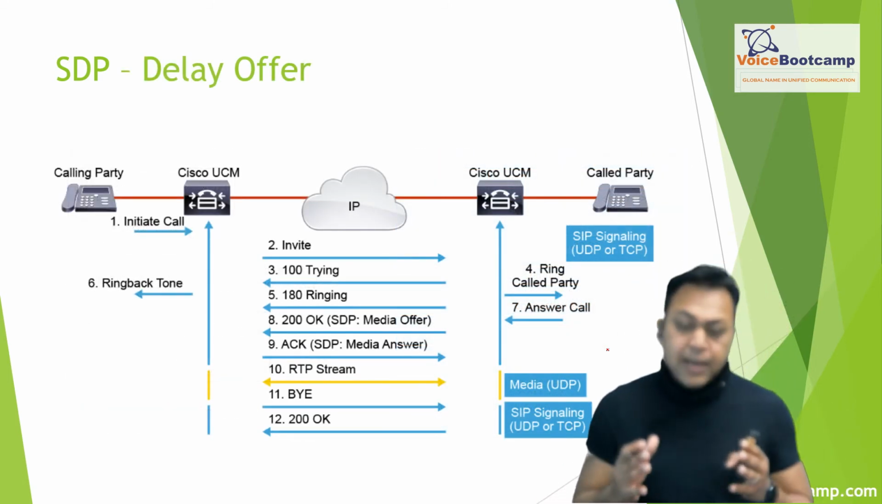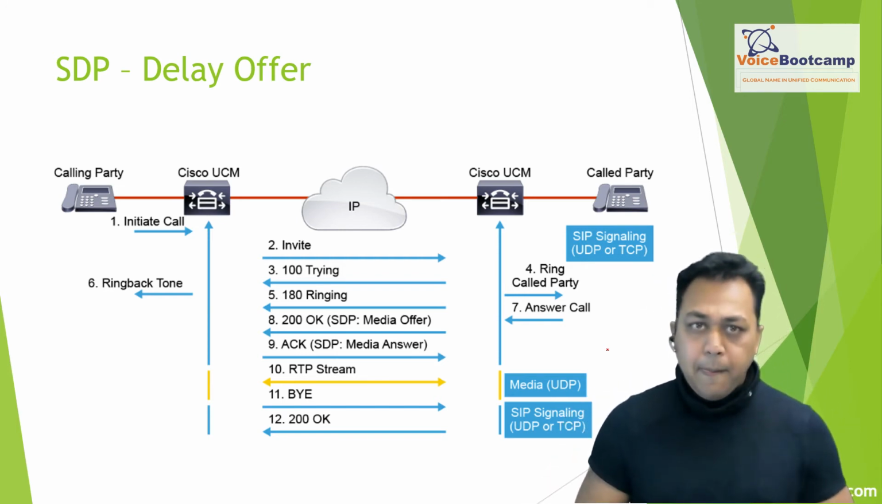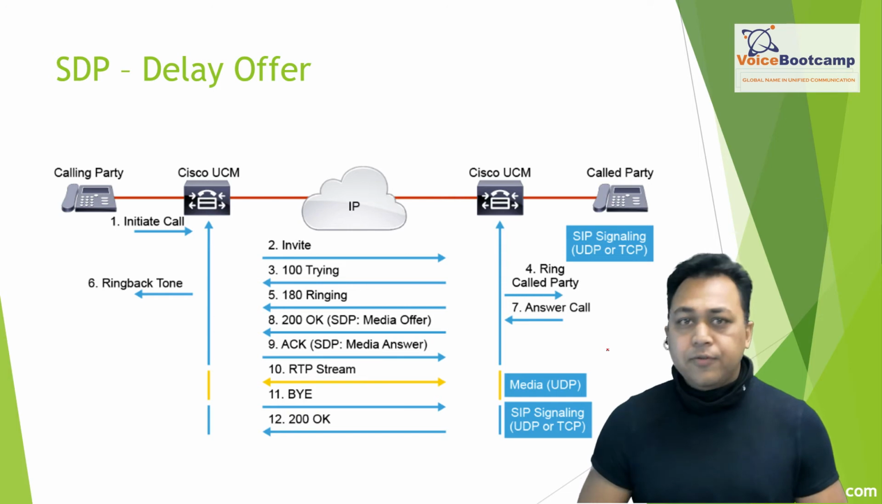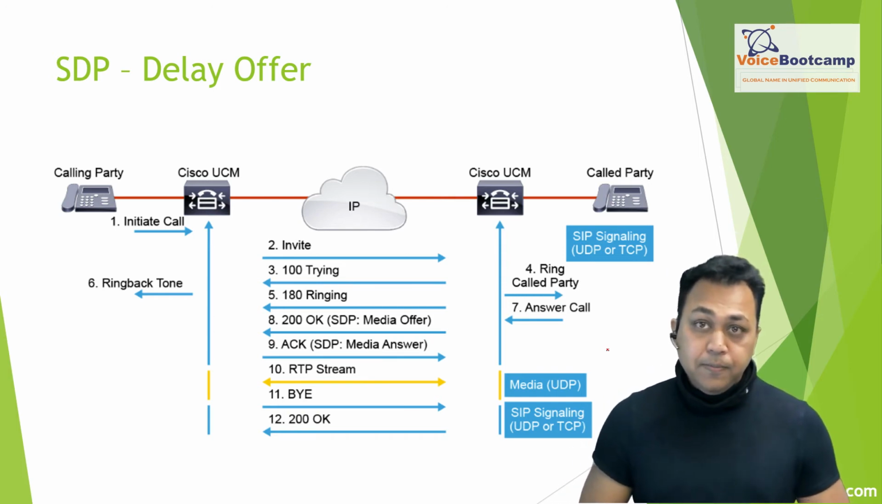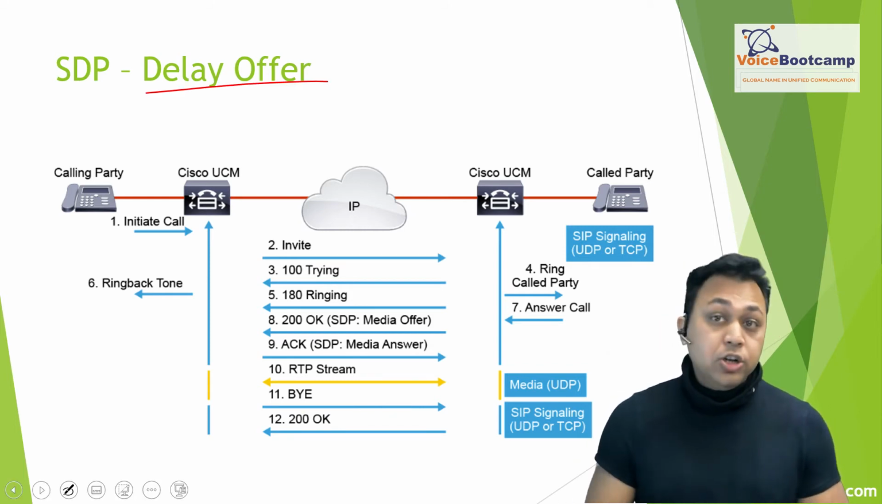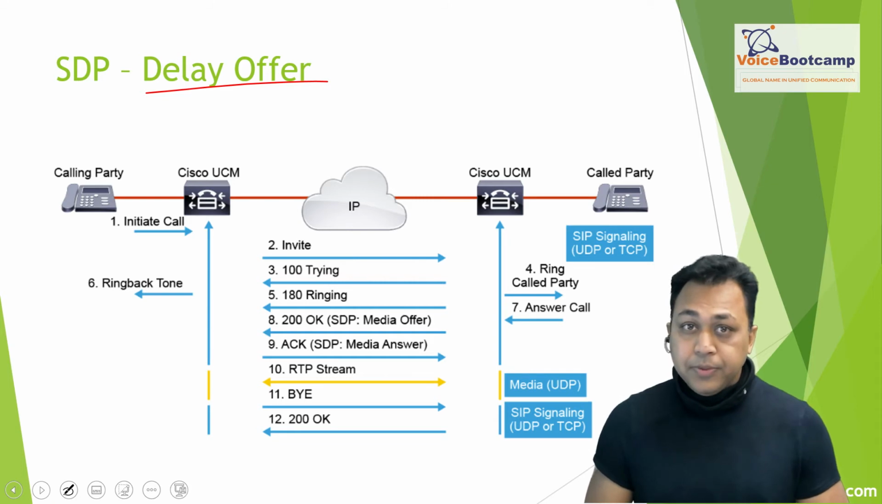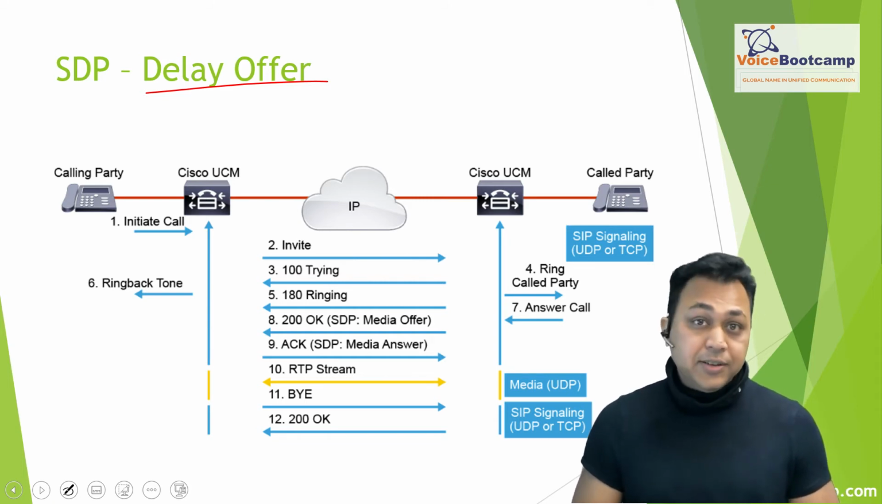Now, one of the things about SDP is how am I going to offer this SDP to you? If I'm calling you, how am I going to offer this to you, right? So there are 2 ways to exchange the SDP offer and answer messages. These methods are commonly known as delayed offer and early offer. Support for both methods by user agent and client server is mandatory. So it's important that both devices support that.